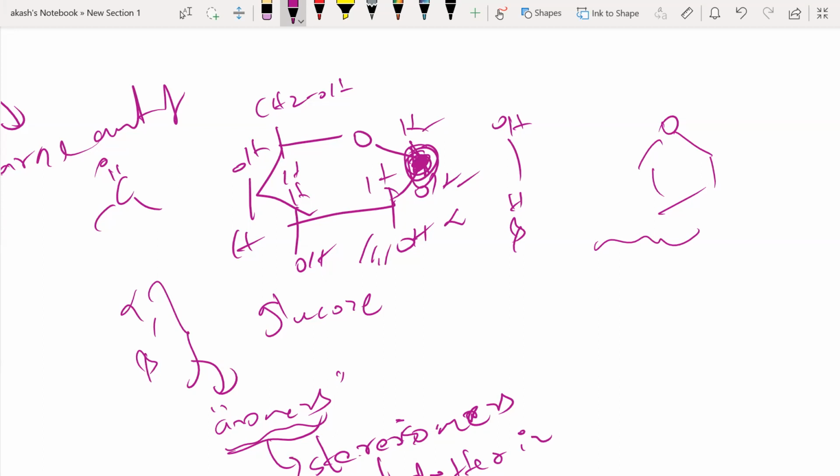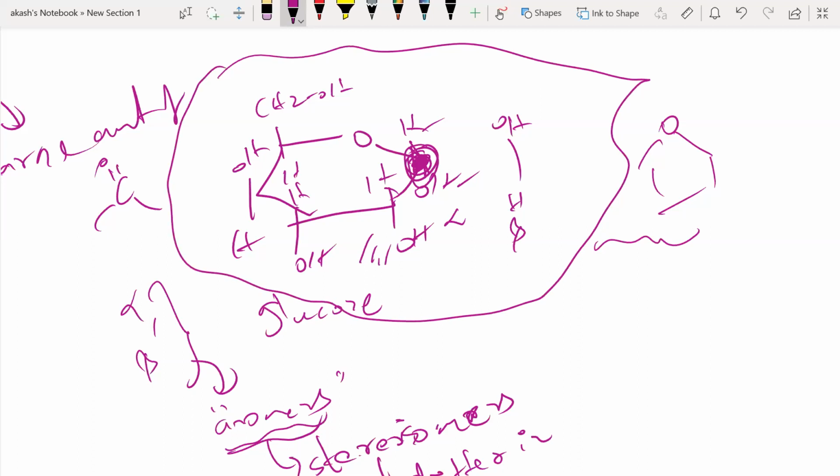Okay, but still, how does it give Tollens or Fehling's? How does it give Tollens or Fehling's? By looking at the structure itself, people. By looking at the structure of any monosaccharide or a disaccharide or a polysaccharide, just by looking at the structure, I will be able to tell whether it is going to be a reducing or non-reducing sugar. I don't actually have to perform the test, right?